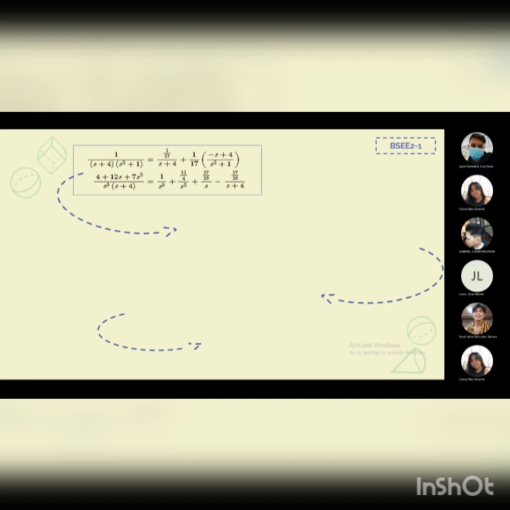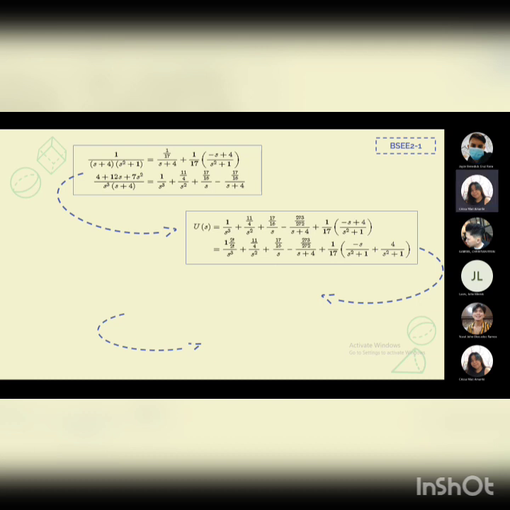Plugging this into our transform and combining like terms gives us U of s is equal to 1 over s cubed plus 11/4 over s squared plus 17/16 over s minus 273/272 over s plus 4 plus 1/17 times the quantity of negative s plus 4 over the quantity of s squared plus 1, which is equal to 1 times 2 factorial over 2 factorial over s cubed plus 11/4 over s squared plus 17/16 over s minus 273/272 over s plus 4 plus 1/17 times the quantity of negative s over the quantity of s squared plus 1 plus 4 over the quantity of s squared plus 1.